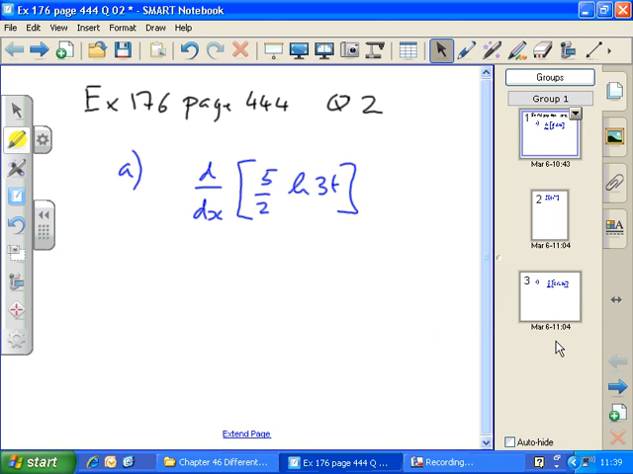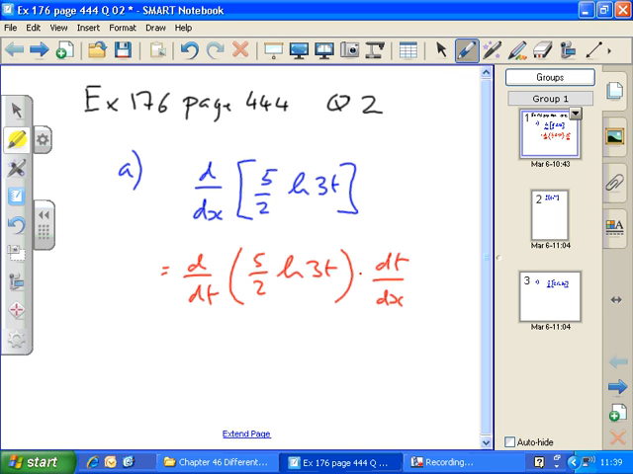Exercise 1676, page 444, question 2, part A. d by dx of this function here involving t, so I have to differentiate with respect to t, 5 over 2 log 3t, and then multiply that by dt by dx, which is a variable I want. Looking at the table of standard differentials, I can find out what the differential of the log of 3t is, and then surely come up with the answer in the textbook.